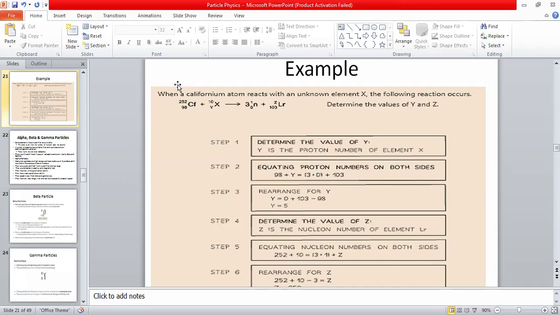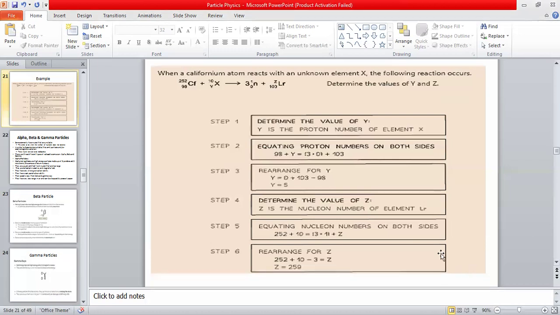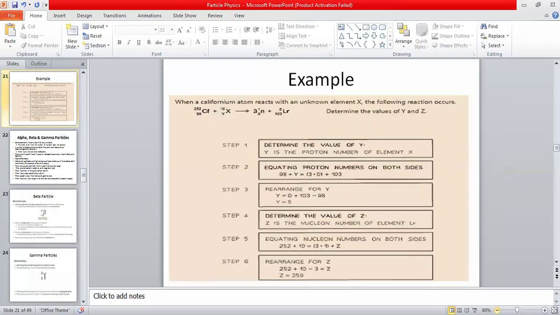So Y will be found as 5 and Z will be found as 259. What is the value? 259. It will be found as 259.